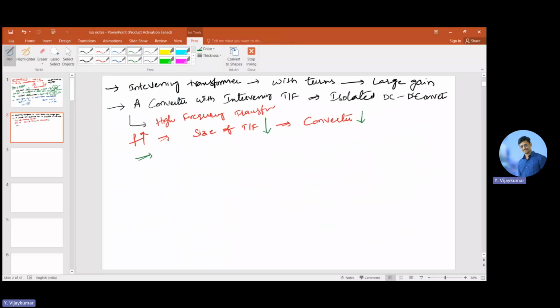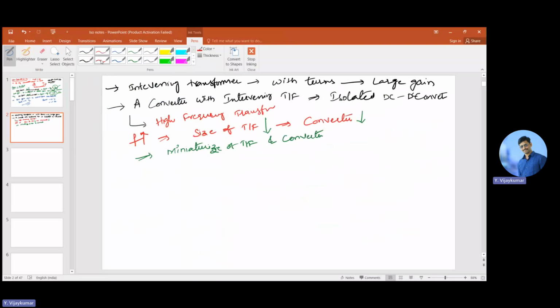So we can call this miniaturization of the transformer. Miniaturization of the transformer will also miniaturize the size of the converter. So both are miniaturized. We will see an example of how this will be miniaturized, how the size of the transformer is going to be reduced, by taking an example of an RPS here.